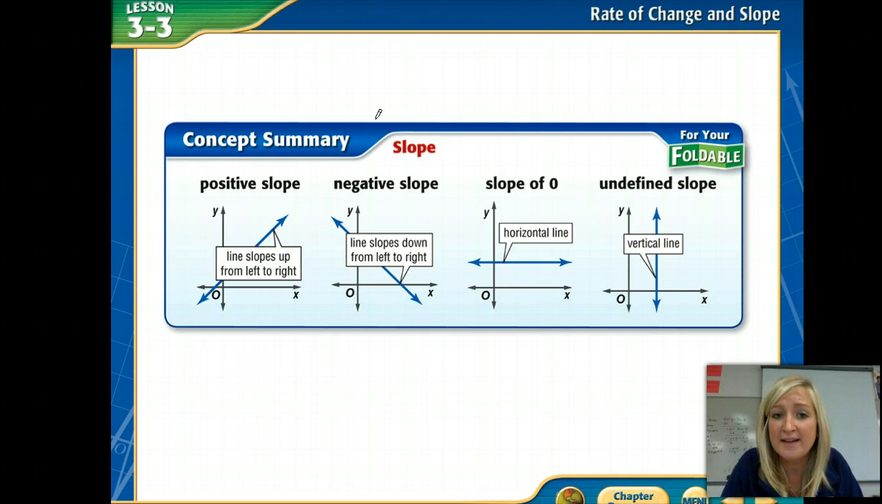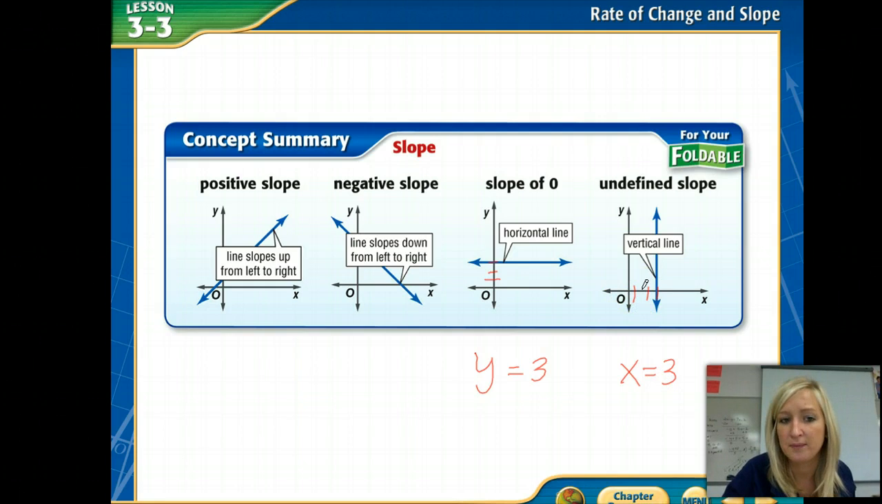If your slope answer is positive, your graph is going to go from left to right. If your slope answer is negative, it's going to slope down from left to right. Zero slope is a horizontal line. So this would be an example of y equals 3, which has a slope of 0. Where this one, x equals 3, would be an example of an undefined slope or no slope.